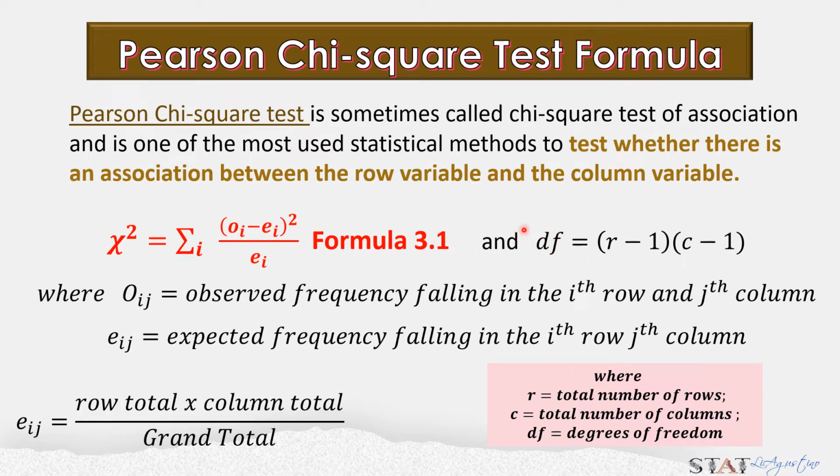We will use this for our tabulated value later on. When you see this formula, O_ij or O_i is the observed frequency falling in the ith row and the jth column. Say, for example, as we mentioned earlier in the contingency table, the ith gender and then the sport preference. E_ij or E_i is the expected frequency falling in the ith row, jth column. When we compute the expected frequencies, E_ij is the row total multiplied by the column total divided by the grand total. Here R is the total number of rows, C is the total number of columns, and DF, as I've said, is the degrees of freedom.